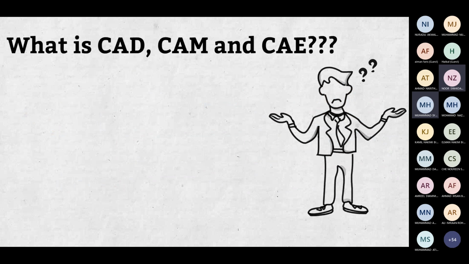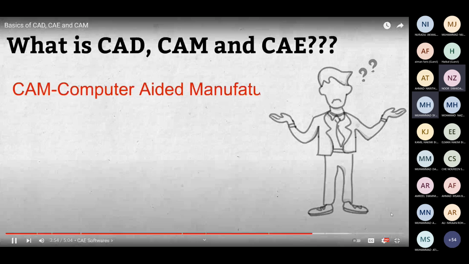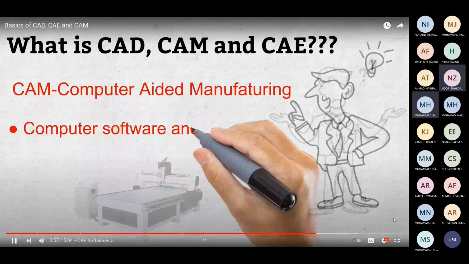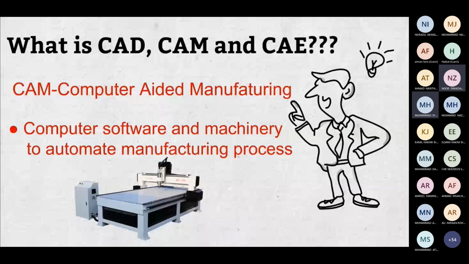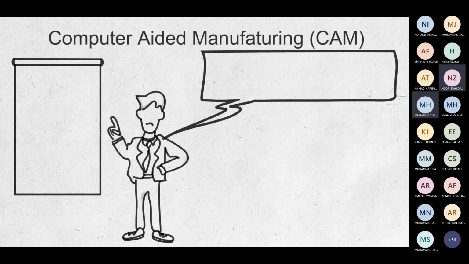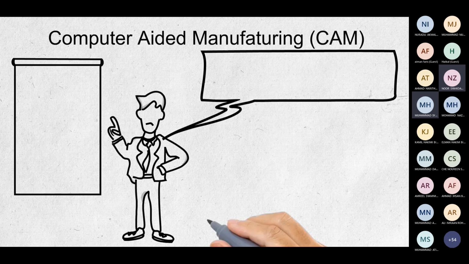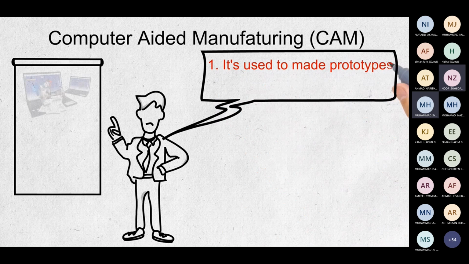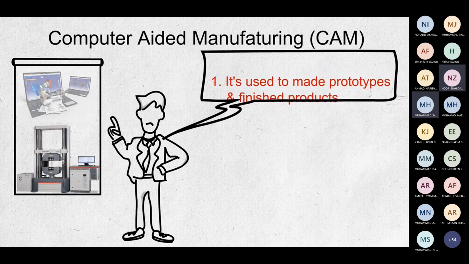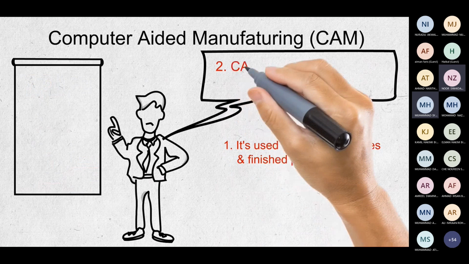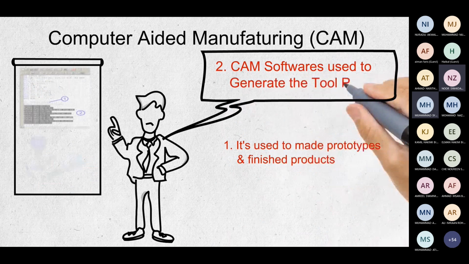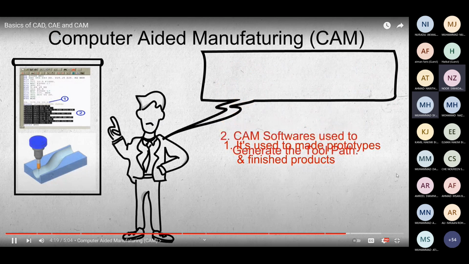Finally, CAM, Computer Aided Manufacturing. CAM is an application technology that uses computer software and machinery to automate manufacturing processes. CAM software is used to design and manufacture prototypes, finished products and production runs. Software that tells a machine how to make a product by generating tool paths.